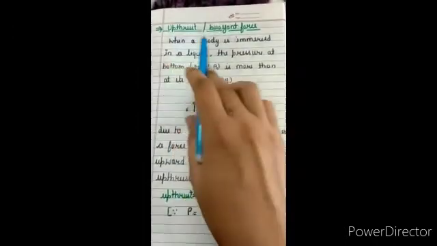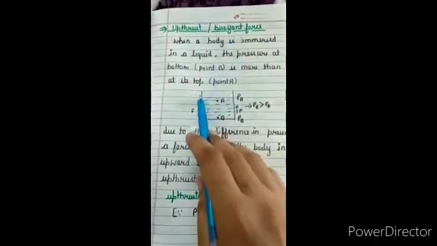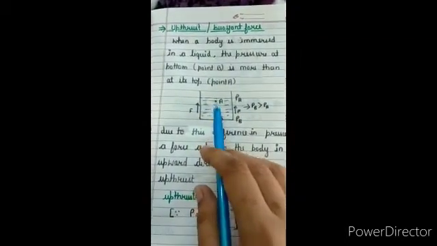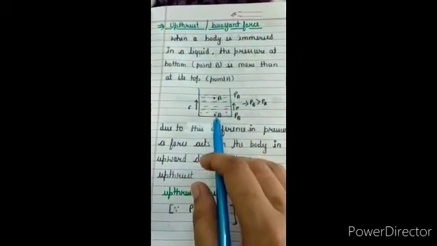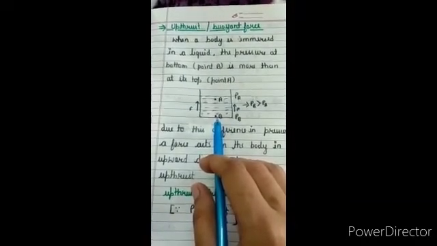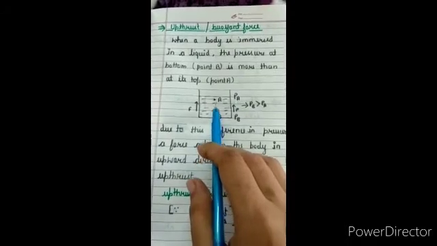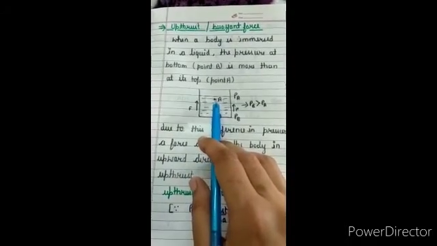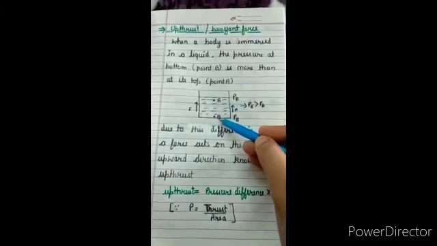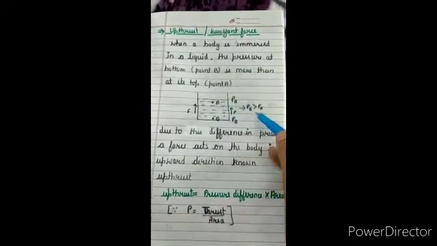Next is the upthrust or buoyant force. Let us consider a beaker filled with water, and fix two points, one at the top, another at the bottom. From all the activities we have done till now, we know that the liquid pressure is more at the bottom as compared to the top. So it means there is a pressure difference between these two points. Pressure at point B, PB, is more as compared to the pressure at point A, PA.